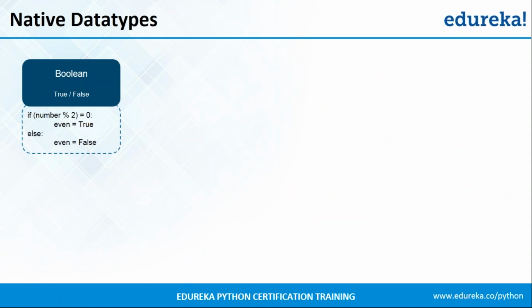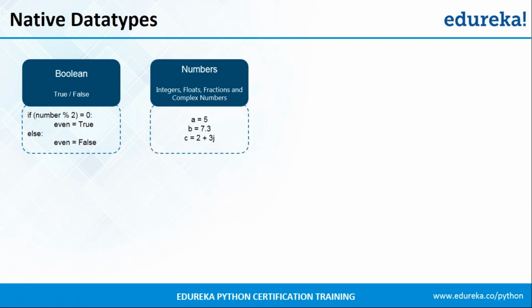And it is the same in Python. The Boolean stores values in terms of either true or false. Like you have an example here, if the number is divisible by 2, it is true, else it's false. So it's like that. And then numbers.